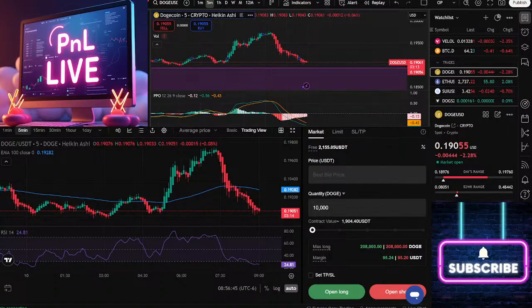Really want it to come all the way down to my level of 189.80. That would be ideal, but it looks like it's ready to reject already. So I really want to see it touch that resistance, or that support, excuse me. I really want to see it touch that support.